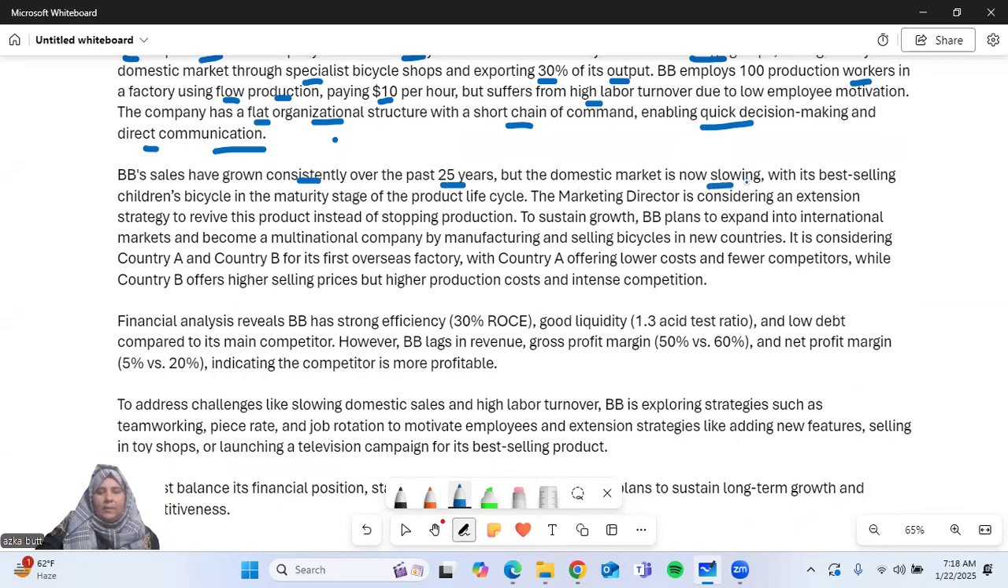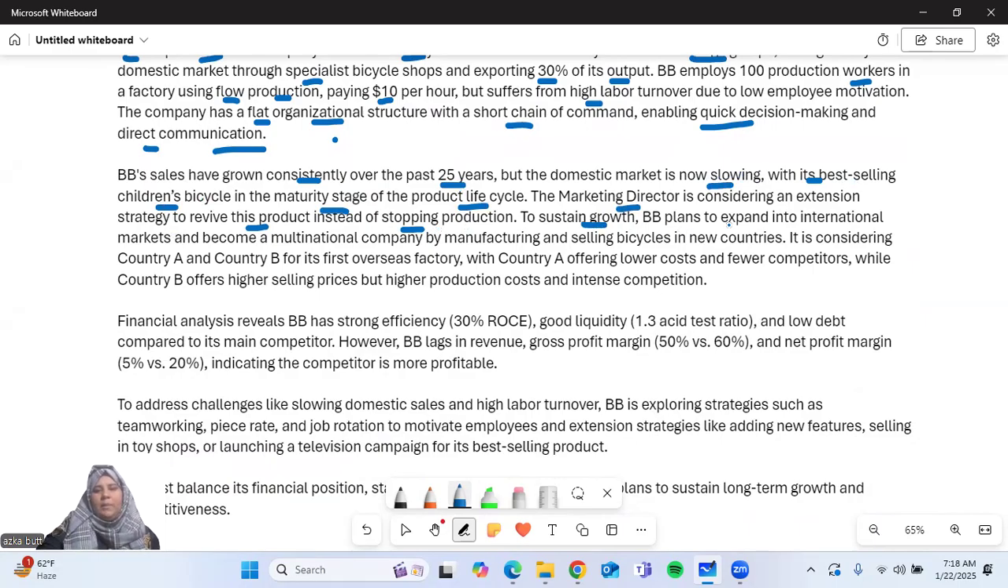So BB's sales have grown consistently over the past 25 years, but the domestic market is now slowing. It means that the bicycle market, the whole market, is getting slow. So with its best-selling children's bicycle in the maturity stage of the product life cycle, the marketing director is considering an extension strategy to revive this product instead of stopping production.